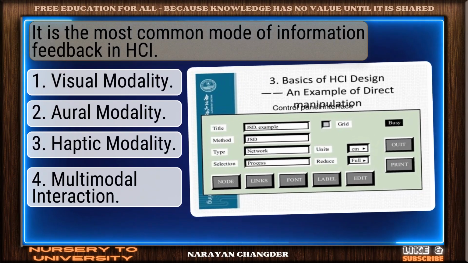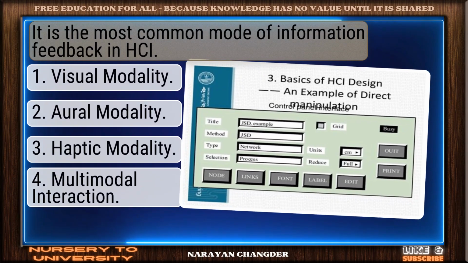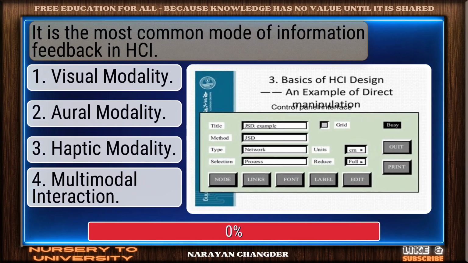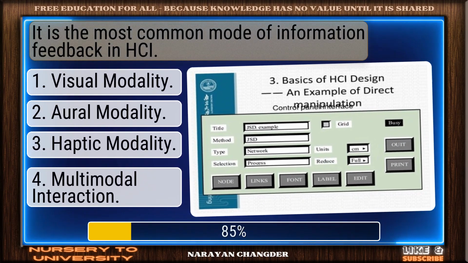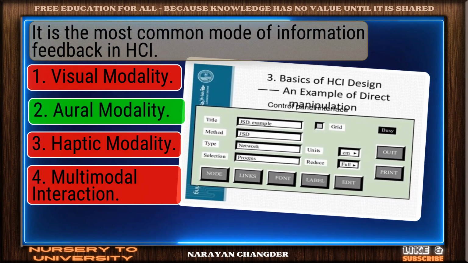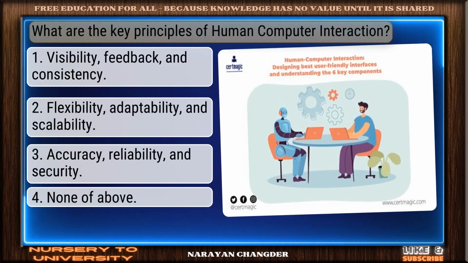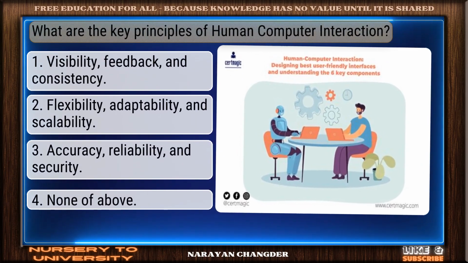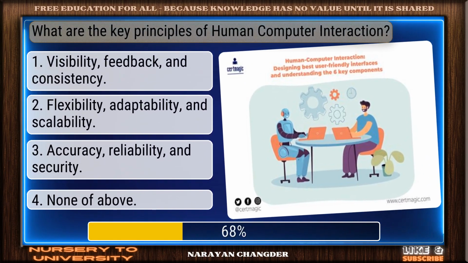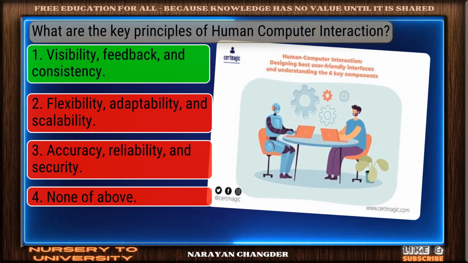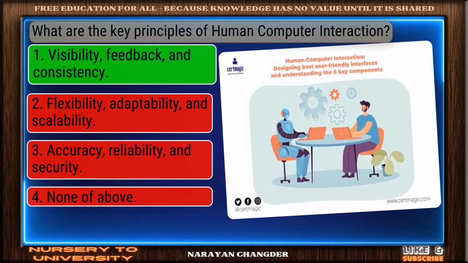Question number 33. It is the most common mode of information feedback in HCI. Great thinking. Oral modality is the right choice. Question number 34. What are the key principles of human-computer interaction? Sharp thinking. Visibility, feedback, and consistency is the right choice.